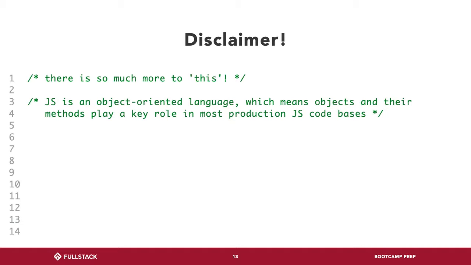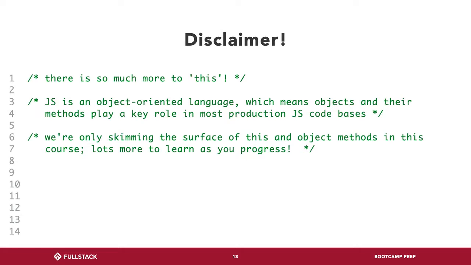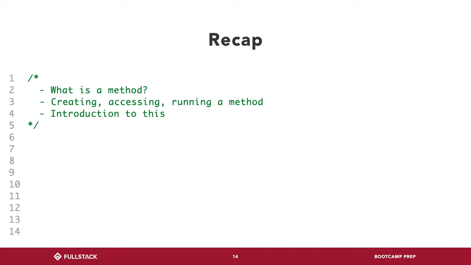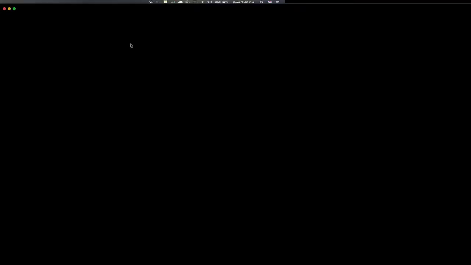I think you go more into depth about this during the actual bootcamp. I can't remember honestly. So we're only skimming the surface of objects and object methods in this course. There's lots more to learn as you progress. So in this lecture, we talked about what a method is, what an object method is, what this is, how to create and access object methods, and how to run them. And I think that's it.